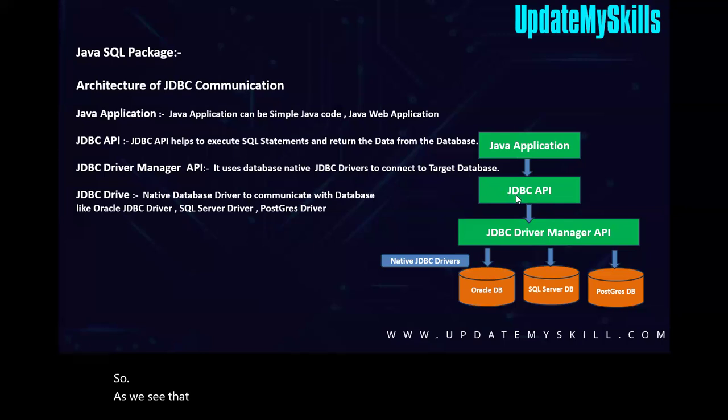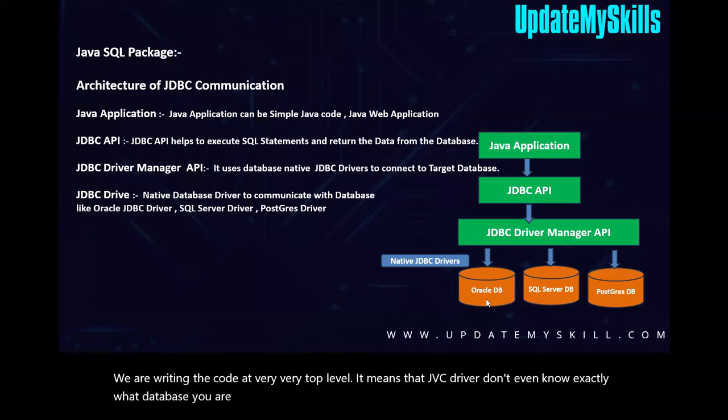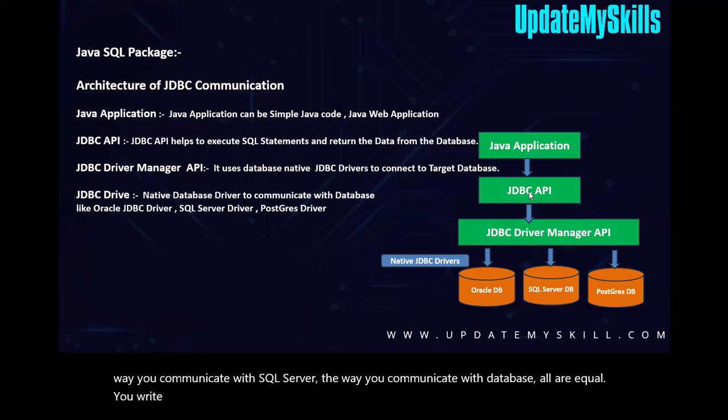As you see with JDBC, we are writing the code at a very top level. It means the JDBC API doesn't even know exactly which database you are communicating with. The way you communicate with an Oracle database, SQL Server, or Postgres database is all equal. You write the code irrespective of which database you are communicating with.